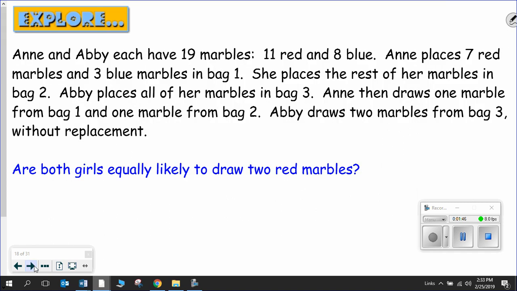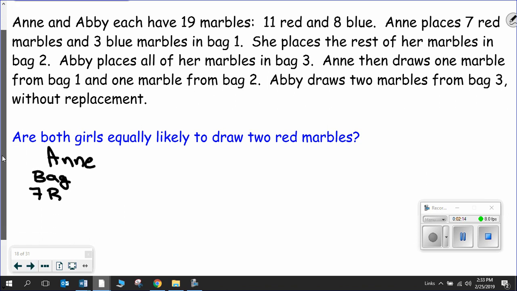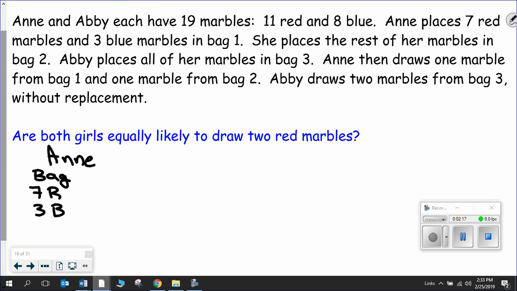So here's an example. We have Anne and we have Abby. They all have 11 red and 8 blue marbles, 19 altogether. And, if I look at Anne first, she has 2 bags. In bag 1, she has 7 red, and she has 3 blue. And then in bag number 2, she puts all the rest. The 4 remaining red, and the 5 remaining blue.